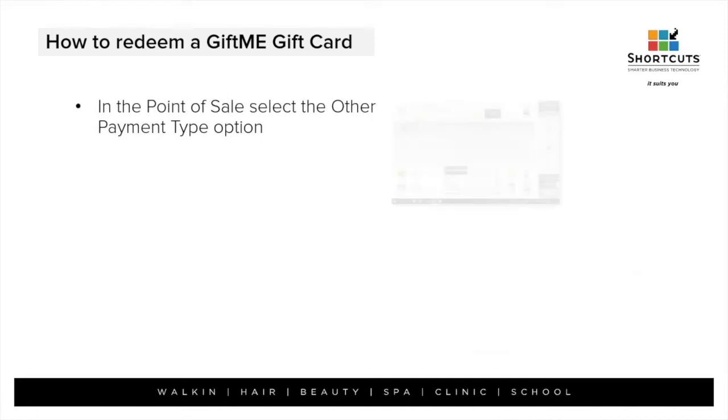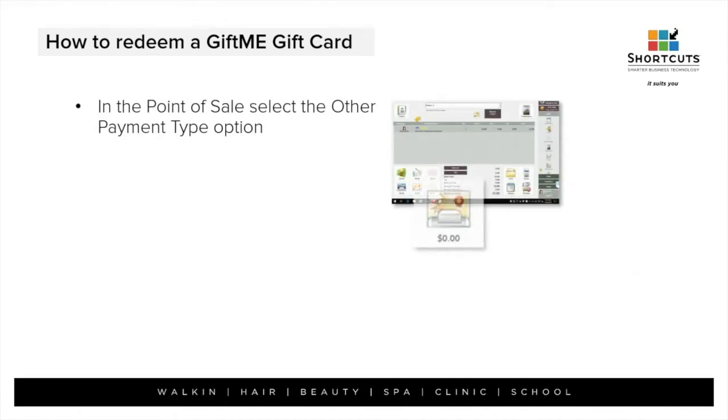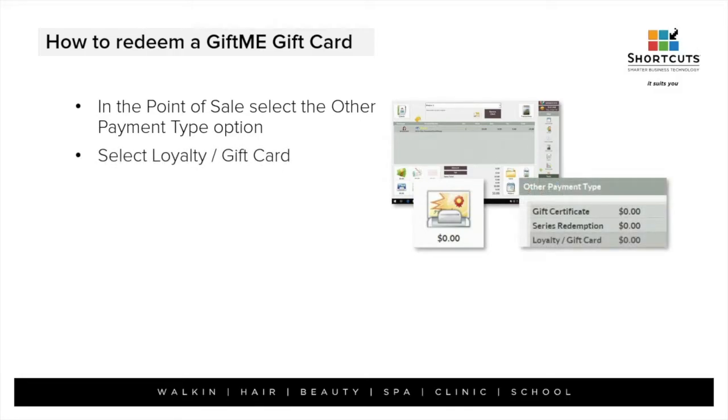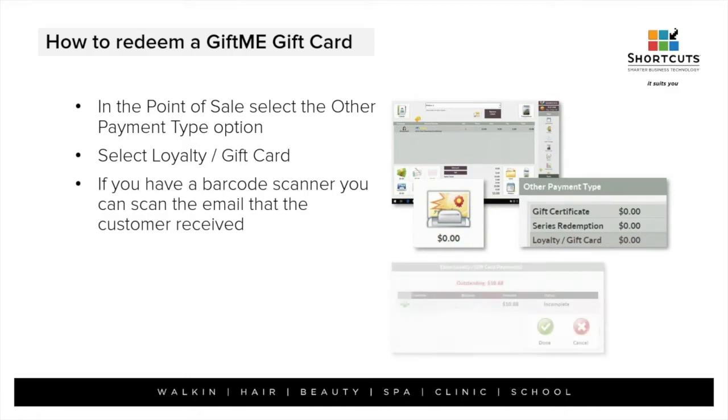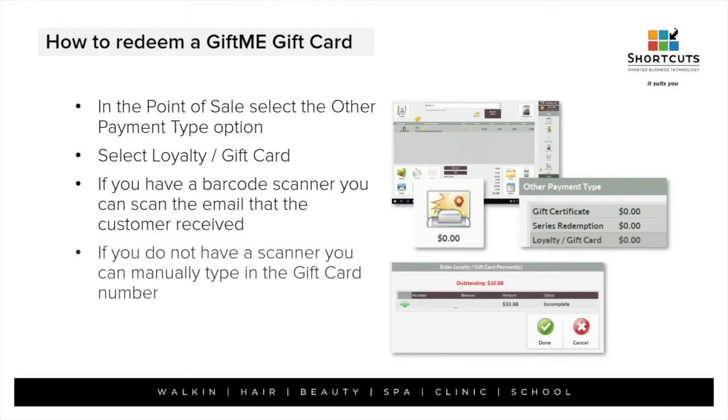So when you start to reopen and a customer comes in with an online gift card, how do they redeem it? Well, in the point of sale, you're going to go to the alternate payment type. It looks like a little gift card on the swiper. It's not the credit card button, it's the one immediately next to it. You're going to press that button and you're going to choose this is a loyalty or a gift card. And again, if you have a barcode scanner up at the front, you can scan in off the phone, or you can manually type in the number that appears on that email.